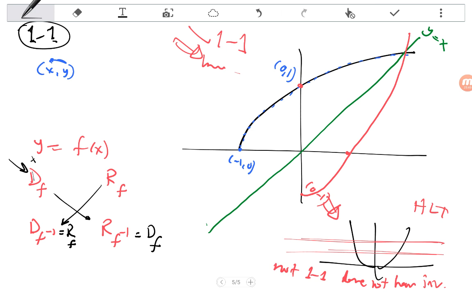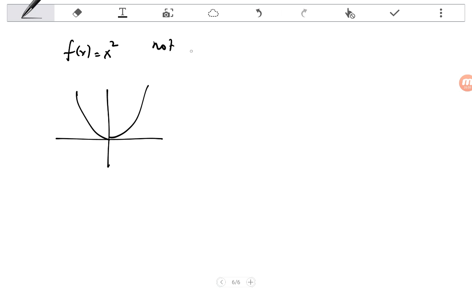So how would we deal with a function that is not one-to-one? For example, a very known function which is x squared. This is a function that is not one-to-one. Does it have an inverse? No. It doesn't have an inverse. Why? Because it is not one-to-one. So it does not have an inverse.